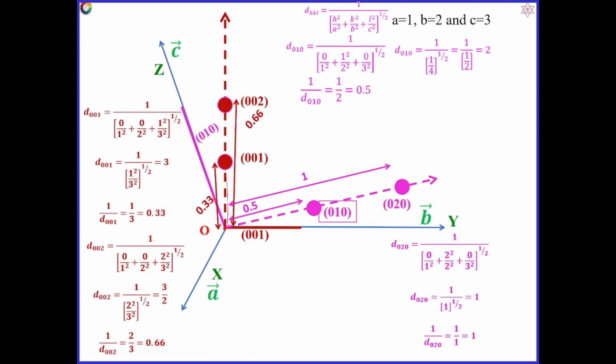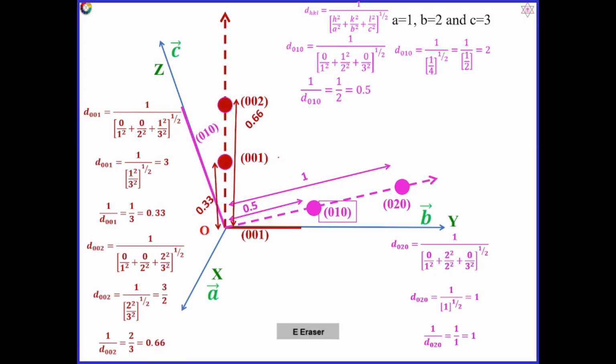So let the 0.33 be the distance from this origin to this point. The reciprocal of the interplanar spacing is this much. So here we are going to put a point. What does this point represent? This point represents the set of planes having the Miller indices 0, 0, 1. This is not a simple point. This is a point in the reciprocal space. In the reciprocal space, this point represents the set of planes 0, 0, 1.